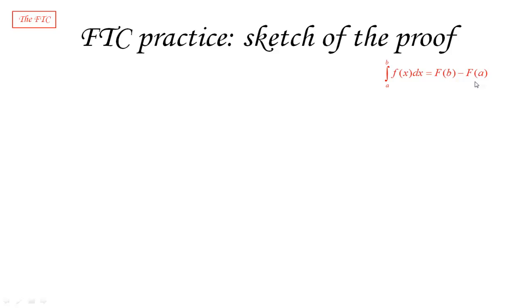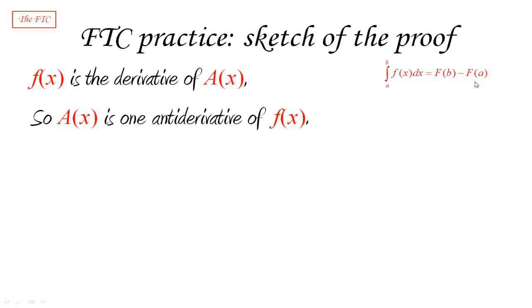So this is what we want to prove, that the definite integral from a to b of f of x dx is the difference between the two values of any antiderivative at the two endpoints. Remember, what we know so far is that the area function is one antiderivative for the integrand. Okay, so f of x is the derivative of the area function, so A of x is one antiderivative. The point is which one.